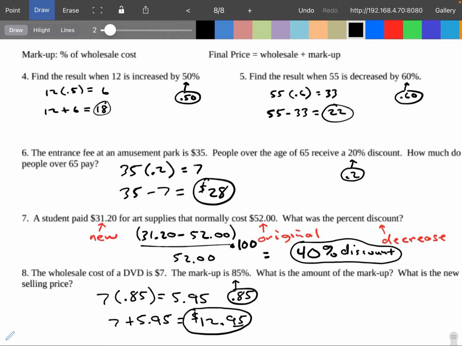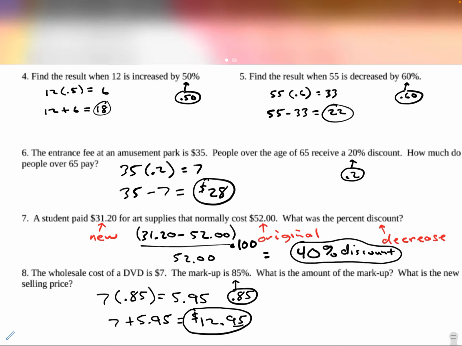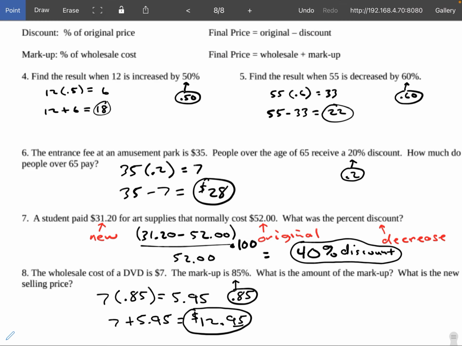And that's it. I think we got them all. Any questions on any of those? Let me see if I can get this recording to stop here.